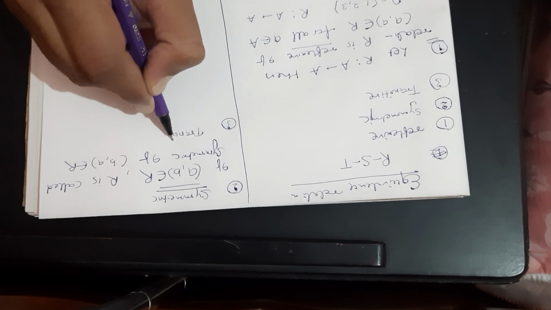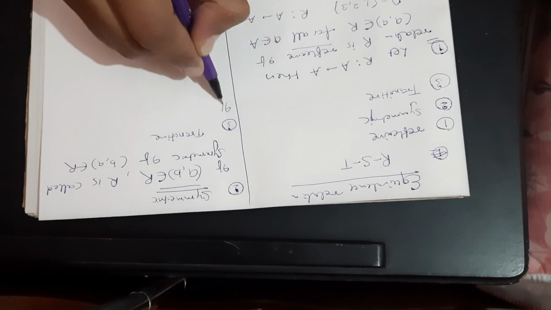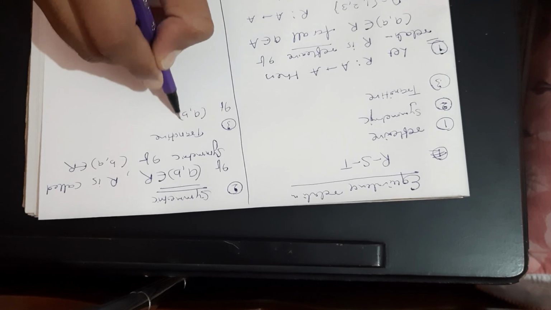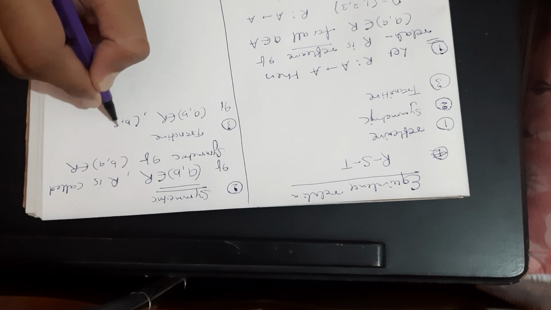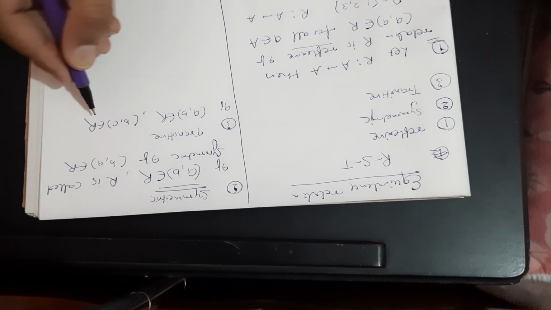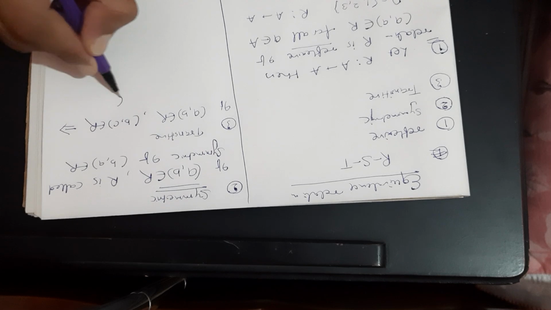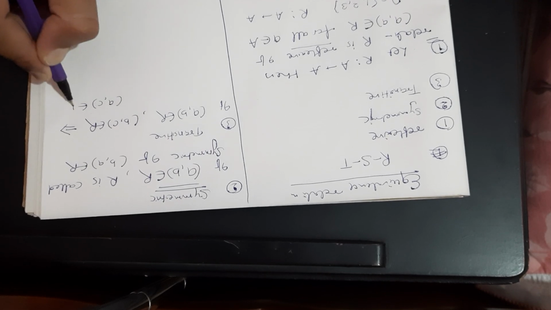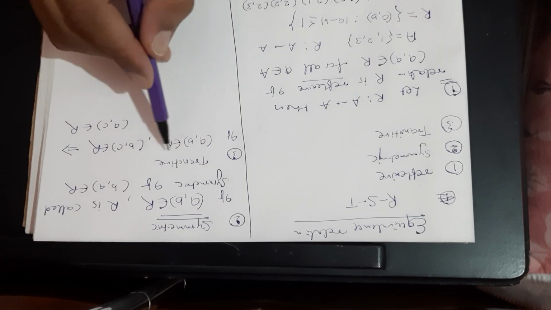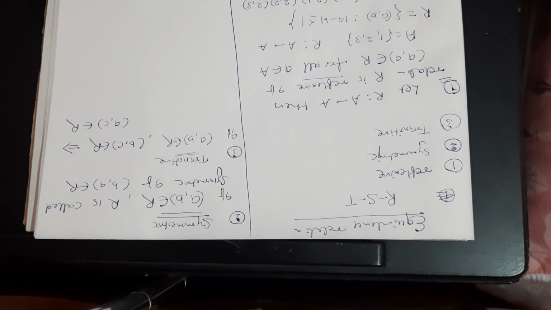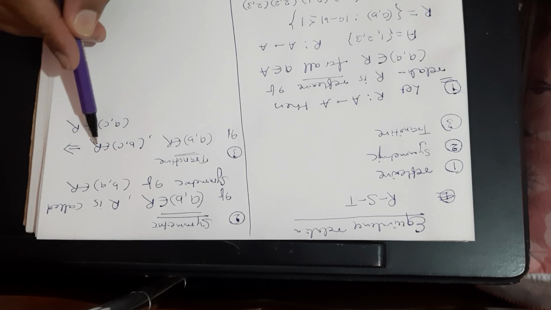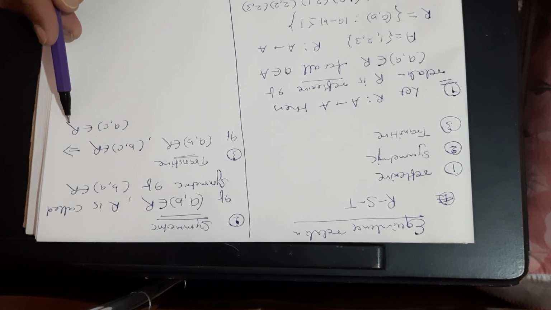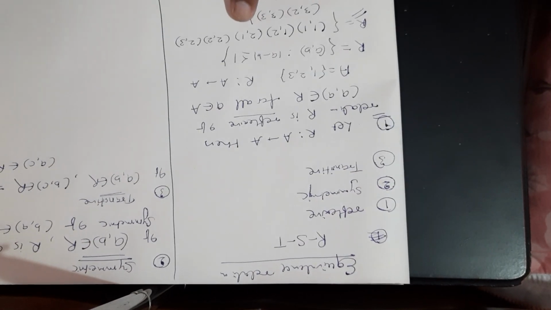Third, transitive. Very interesting. If AB is an element in R and the ordered pair BC belongs to R, both should be in R, which implies that if AC belongs to R, that R will be called transitive. Try to understand, this is a very important thing. Both should be in R, and if the conclusion is AC also in R, R is transitive. If you are not getting it properly, let me explain.